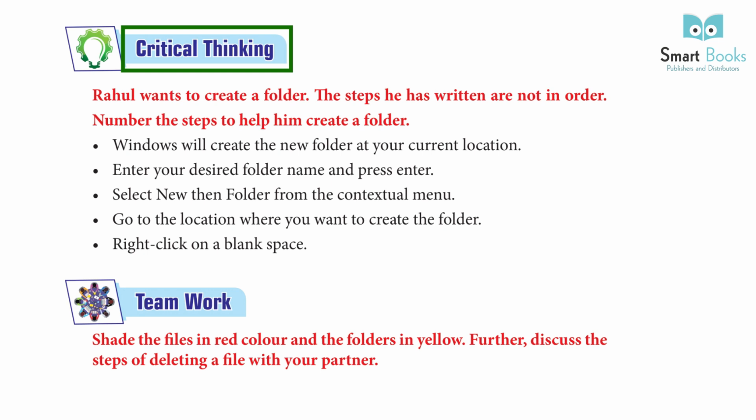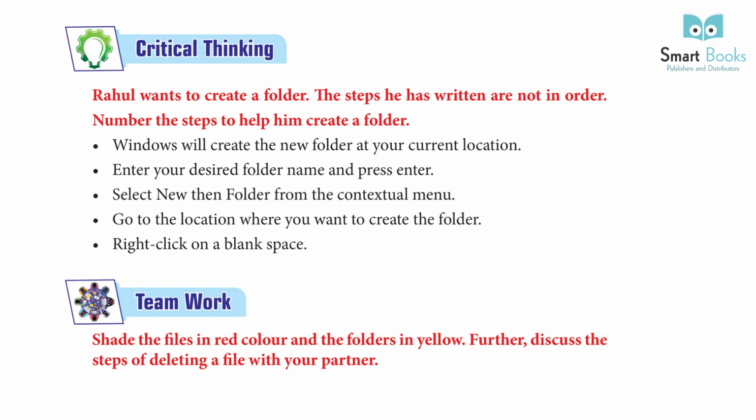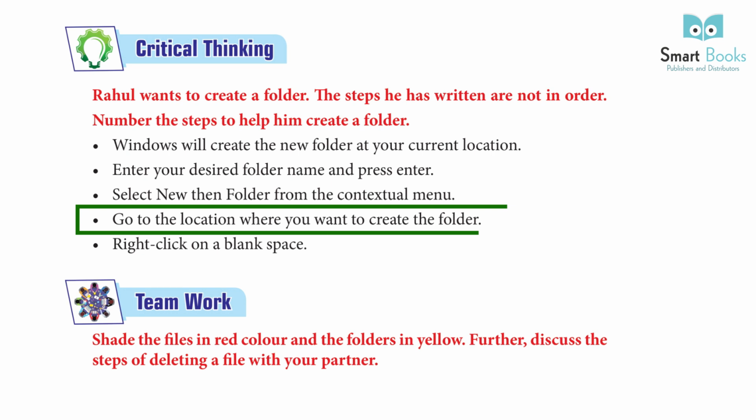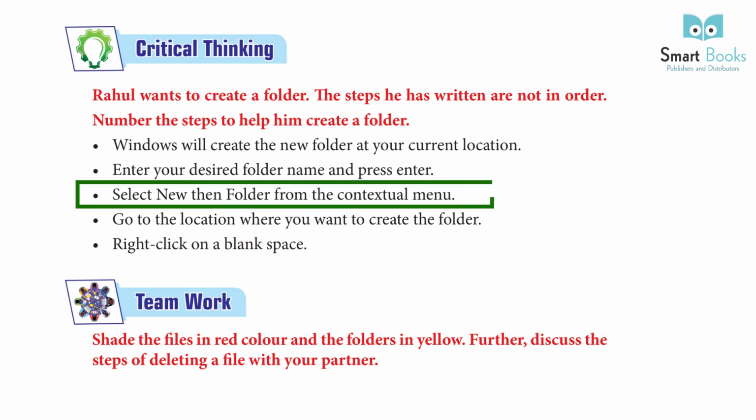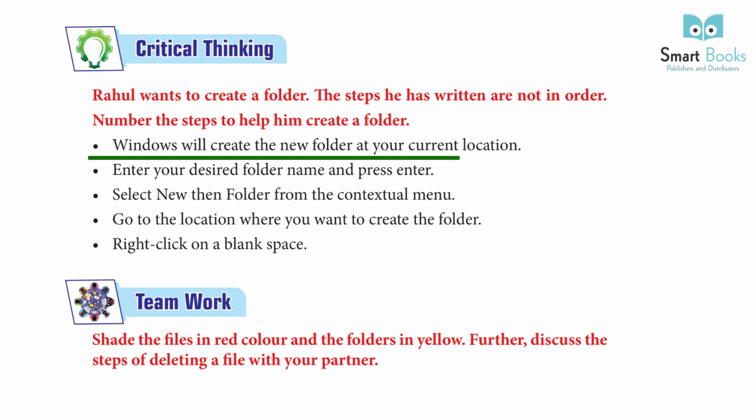Critical thinking. Rahul wants to create a folder. The steps he has written are not in order. Number the steps to help him create a folder. Answer: Right-click on a blank space. Go to the location where you want to create the folder. Select New and then Folder from the contextual menu. Windows will create the new folder at your current location. Enter your desired folder name and press enter.